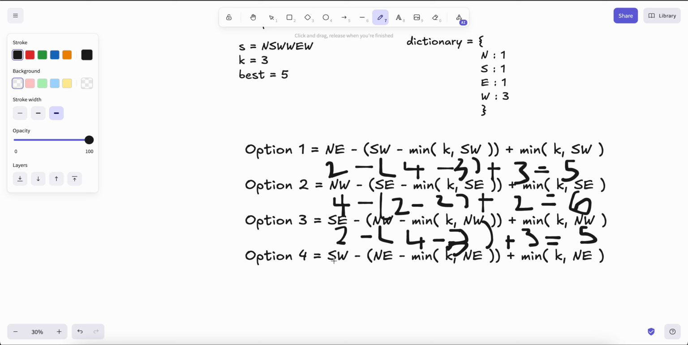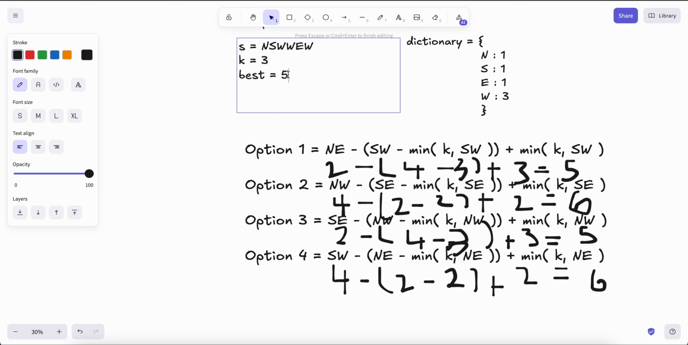So the last option is SW. SW here is 4 minus NE. NE is 2. Now the minimum value is between 3 and 2. You look at 2, then you're going to add the 2 here. So the best option is option 2, and between all these options the best value is 6. So in this case, let's update our table to 6, and this is actually the answer.